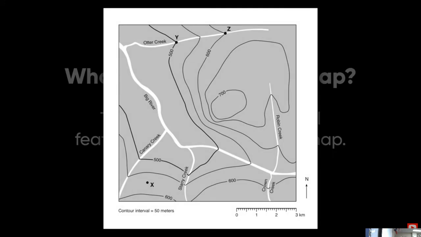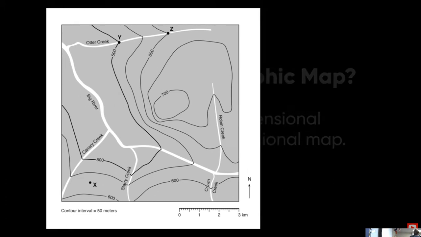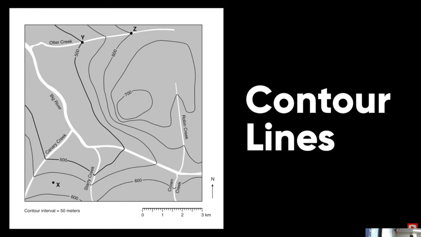So let's take a look at an example. Here you can see a simple topographic map, often called a contour map. And the feature that should jump out to you on this map are all of these dark squiggly lines all over the place. Those lines end up being the key to topographic maps. They're called contour lines. So, what exactly is a contour line?